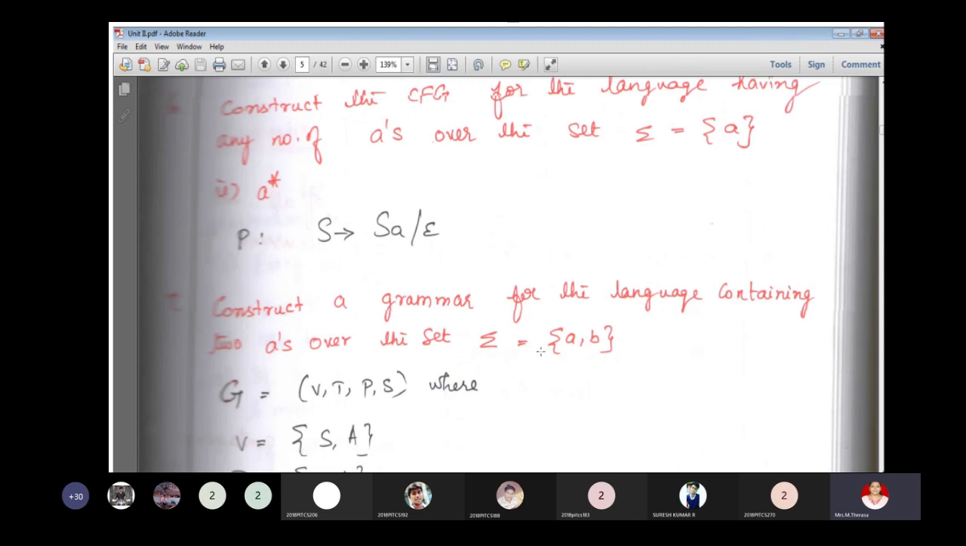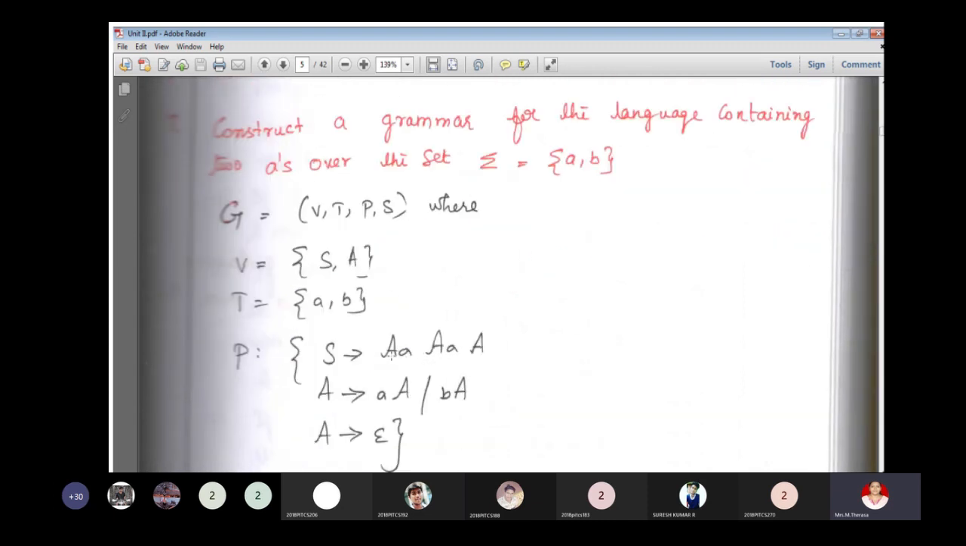Next, construct a grammar for the language containing two A's over the set sigma equal to A comma B. The terminal is A comma B, but the grammar which you are going to write should give the language that should contain two A's. So S tends to A, small a, A, small a, A, where A can be any string of A's and B's. At least two A's it should have, and any strings of A's and B's at the beginning, middle and the end you may have. That's what this capital A is. Any string of A's and B's can be represented with A tends to small a capital A, small b capital A, and epsilon. So this is a grammar which can generate a language containing two A's over the set sigma equal to A comma B.